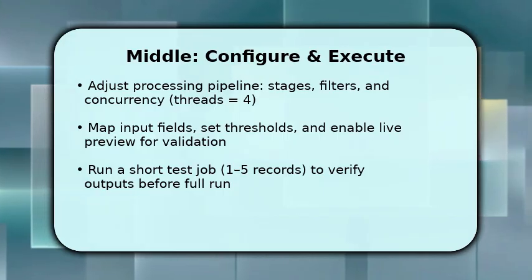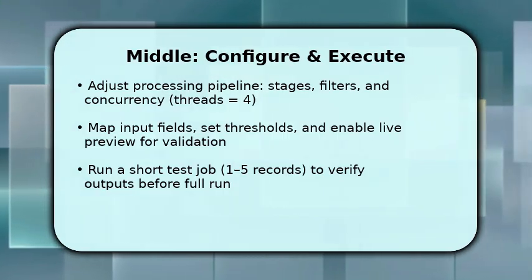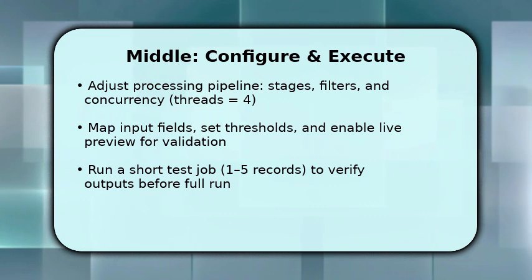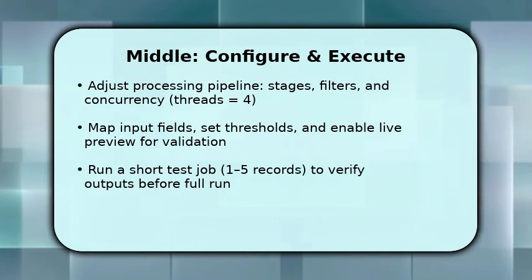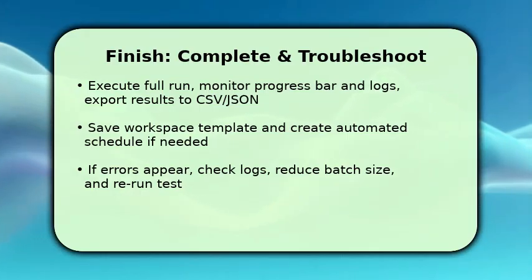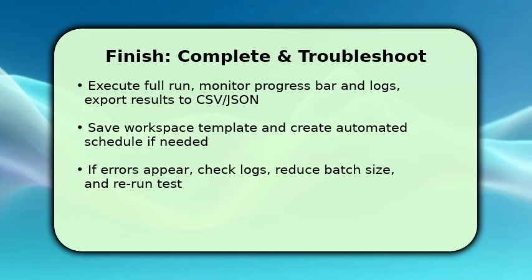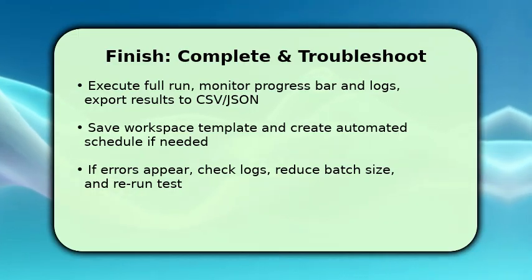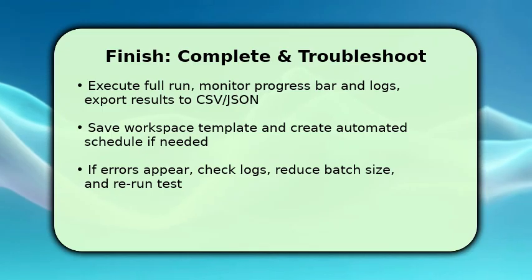Run a short test job of 1 to 5 records to confirm output formatting and performance. If the test succeeds, scale the job to your full dataset confidently. To finish, start the full run and monitor the progress bar and detailed logs for exceptions. Export results to CSV or JSON and validate a few records to ensure integrity.